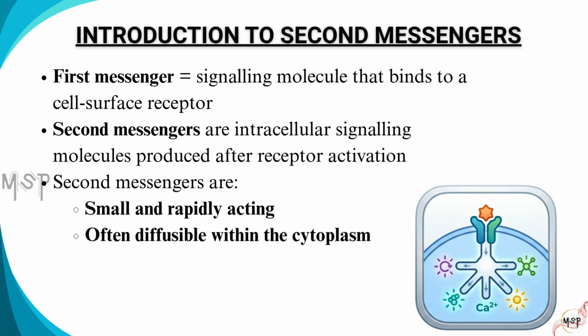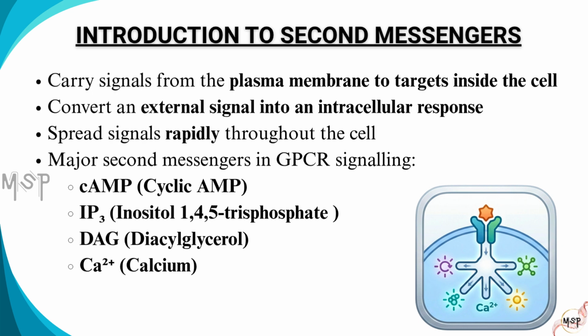Second messengers are small, rapidly acting intracellular molecules generated following receptor activation. They transmit and distribute signals from the plasma membrane to intracellular effector systems. A key feature of second messengers is their ability to convert a localized membrane event into a widespread intracellular response. Because they are small and often diffusible, they can rapidly spread the signal within the cytoplasm.